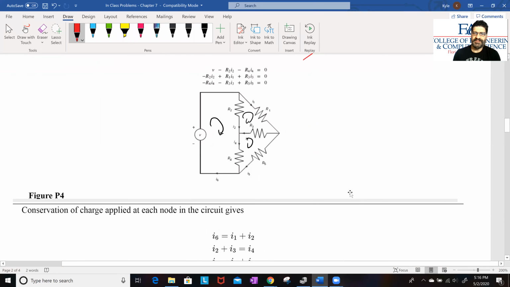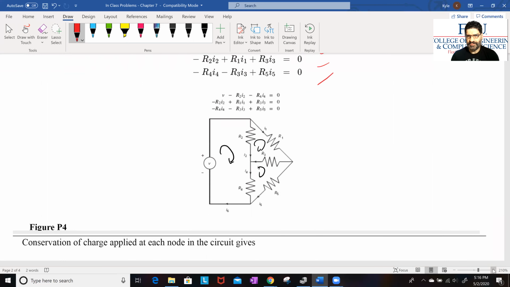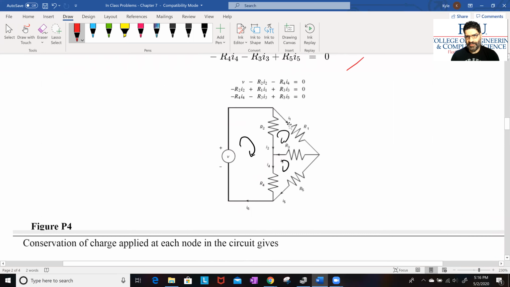But just remember how many currents you have. If I enlarge this a little bit, you have I1, you have I2, you have I3, I4, again I3 in here, and you have I5 and I6. So you have a total of 6 variables that we want to solve for.